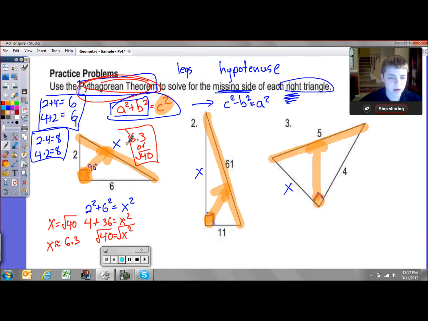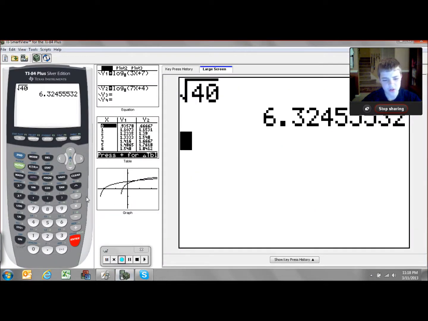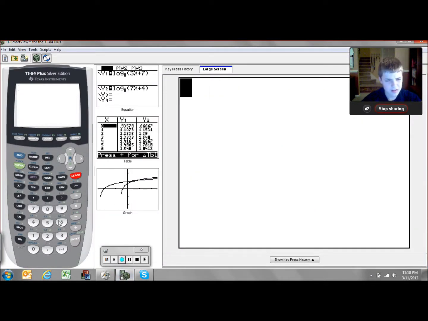Okay, now let's look at this missing side. Like I told you before, if we have our hypotenuse, we're going to use the equation that you came up with. So go ahead and set up an equation to solve for x. You would say 61 squared minus 11 squared equals x squared. Good. Now 61 squared, do you know that? I think that's 3,721. Let's figure it out.